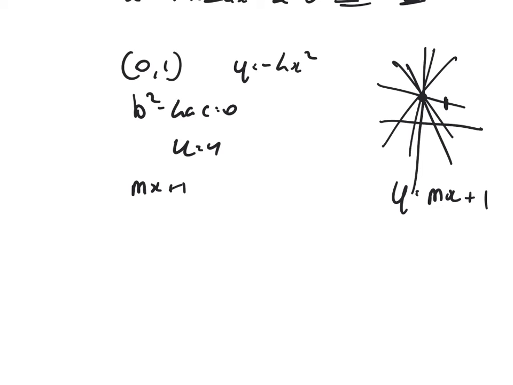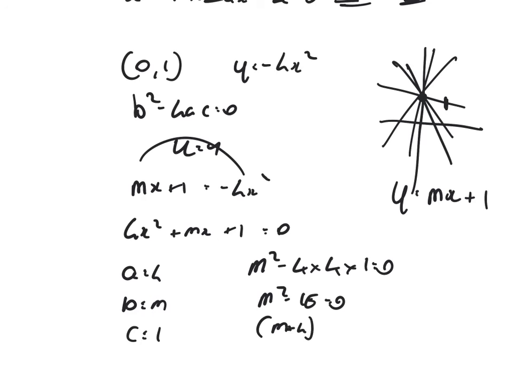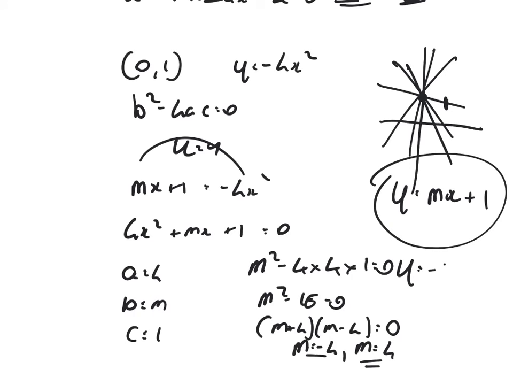So that will be mx plus 1 is equal to minus 4x squared. Let's bring that across, and that'll be 4x squared plus mx plus 1 is equal to 0. a is equal to 4, b is equal to m, and c is equal to 1. So it's m squared minus 4 times 4 times 1 is equal to 0. That's m squared minus 16 is equal to 0, difference of two squares. That will give me m plus 4 bracket m minus 4 is equal to 0, and that will give me two results of m equals minus 4 and m equals 4, which gives me two tangents, y equals minus 4x plus 1 and y equals 4x plus 1.